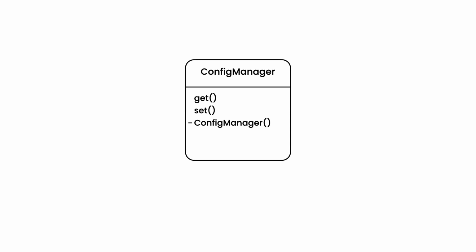Next, we need to make this class responsible for creating that single instance. So here we're going to define a private field called instance, which holds an instance of the config manager class. Now note that instance has an underline. That means this field should be declared as static. So it's going to be accessible through the config manager class itself, okay?